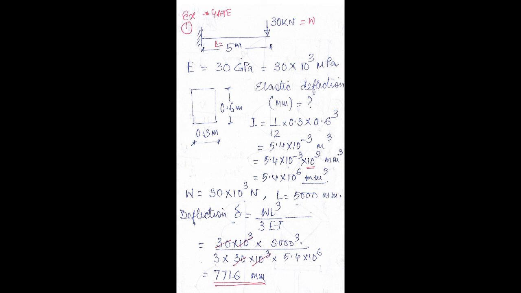So now let us see what is the formula. This is the deflection formula for a cantilever beam with a point load at its free end. Please refer to the table. It is WL cube by 3EI. So put the value of W, put the value of L. E value we already know and I value we have already calculated. So if you see, the final answer is coming out to be 7716 millimeter. So that's the answer.